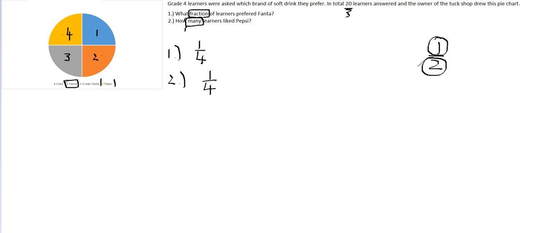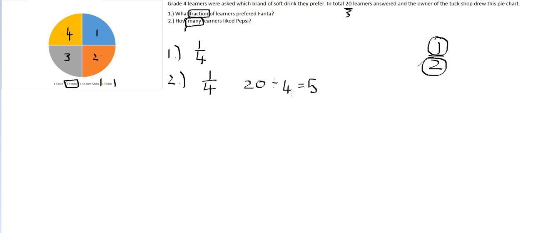In total, there were 20 learners for the whole pie. But we have to divide the pie into 4 pieces, and we're going to do the same with the learners. 20 divided by 4. Let's count in 4s up to 20. 4, 8, 12, 16, 20. That leaves me with 5. So each piece of the pie has 5 learners in it.